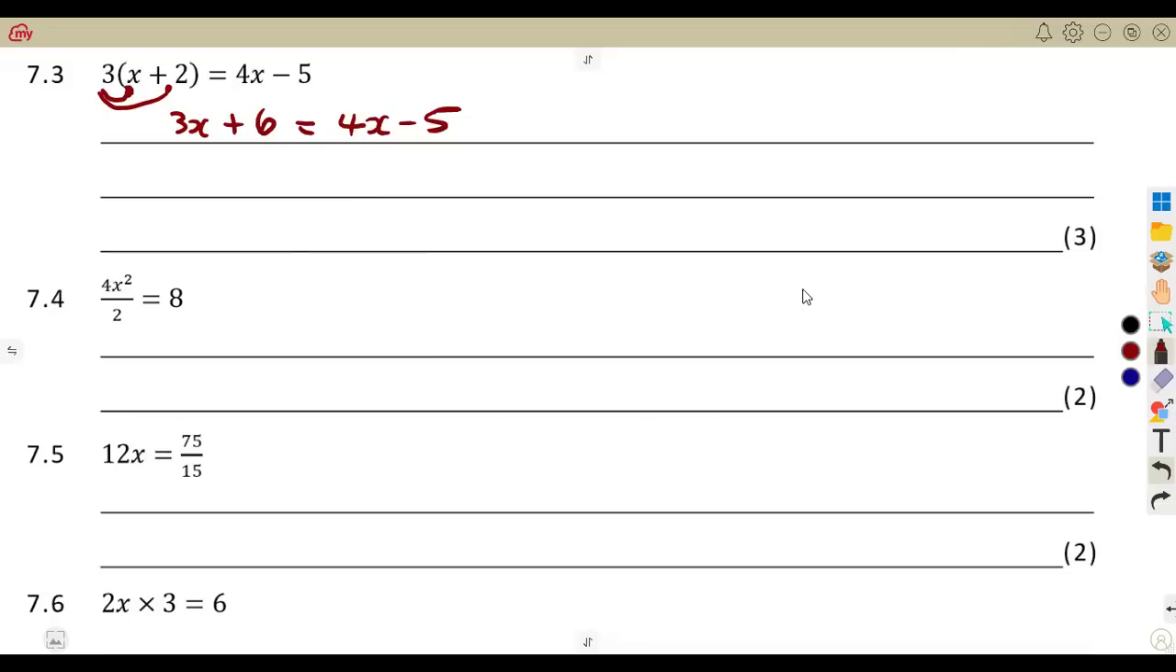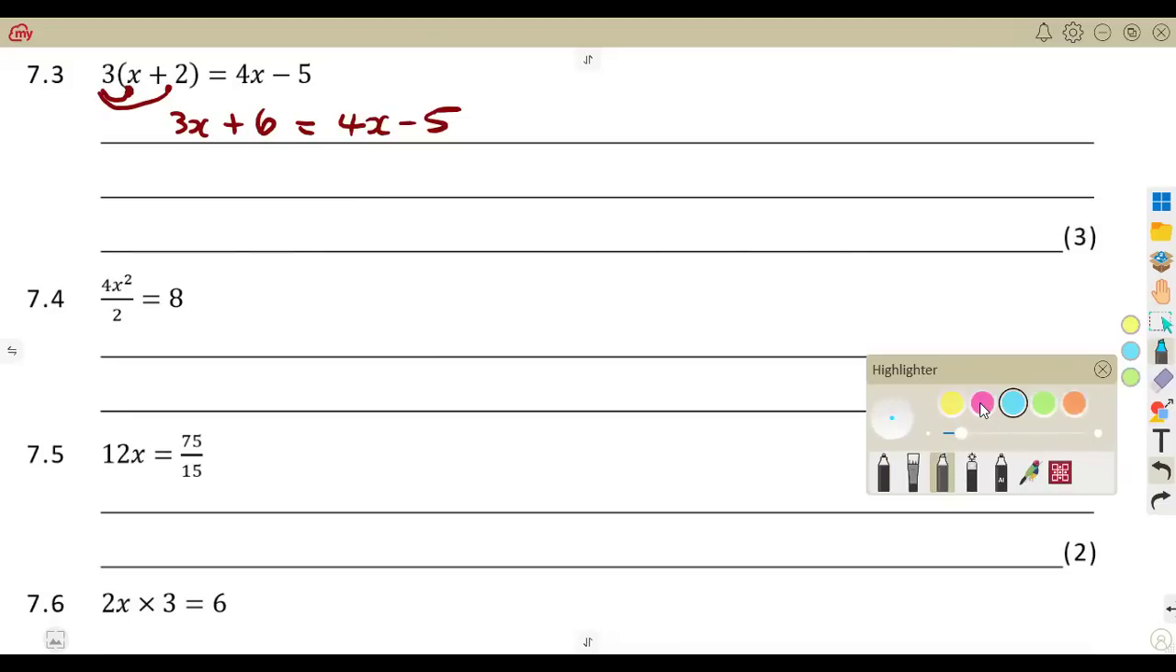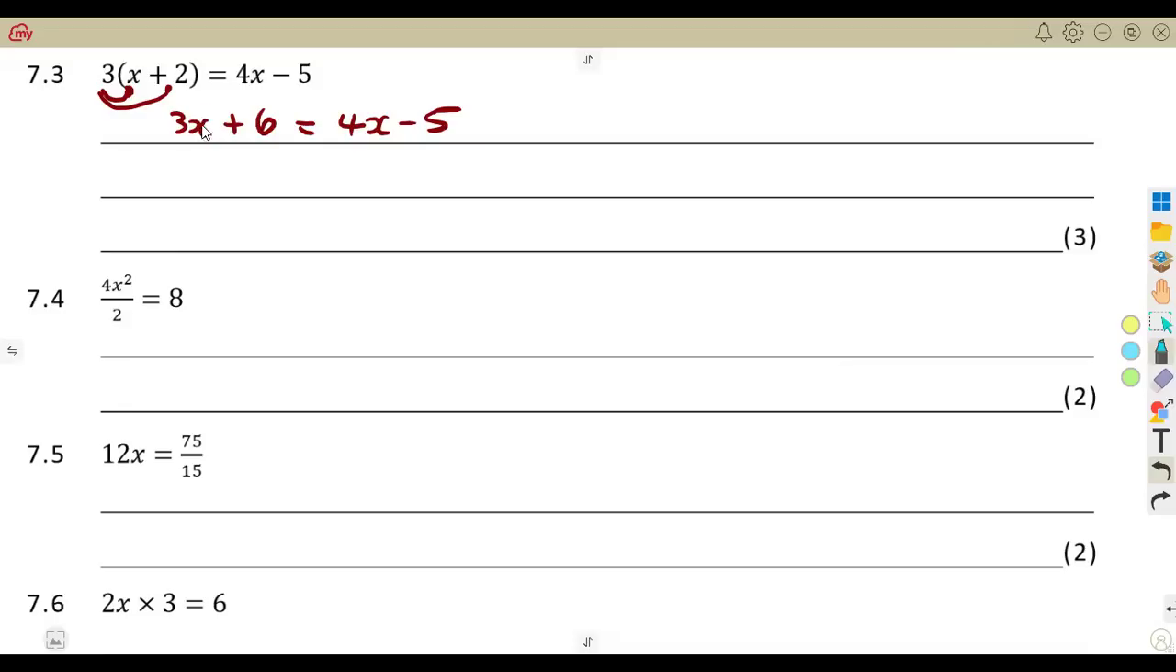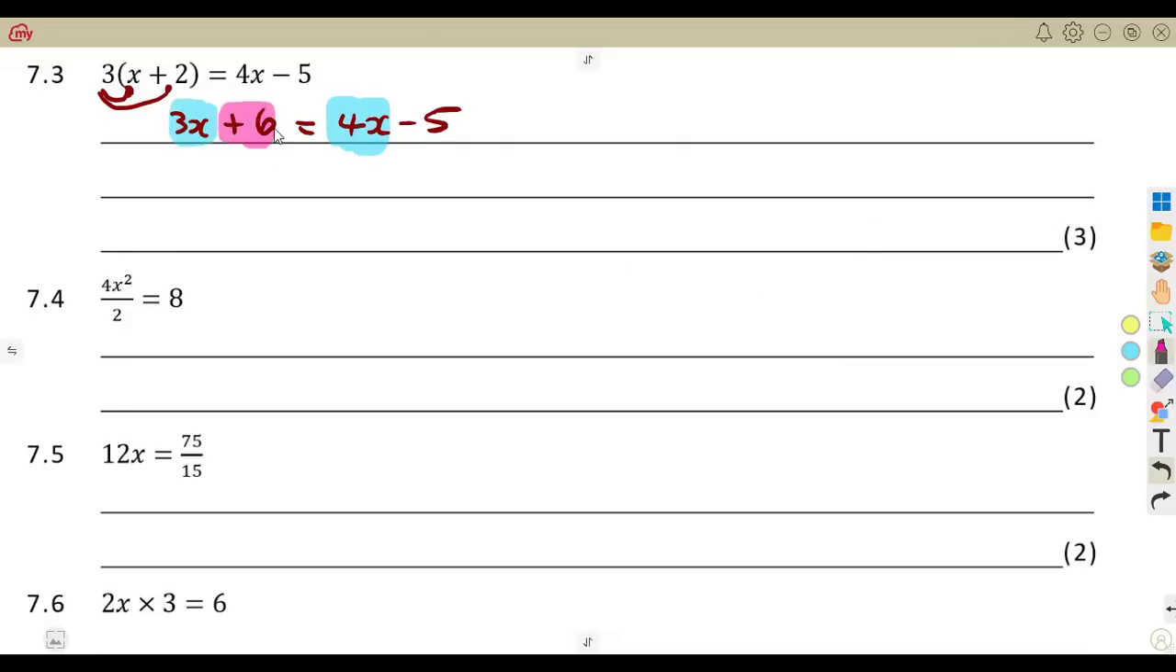So as we can see, we've got like terms, the terms where we've got x. So we have to collect these terms together. The part where we've got 3x, we also have 4x. These are like terms. Considering the constants, there's a 6 and a minus 5.